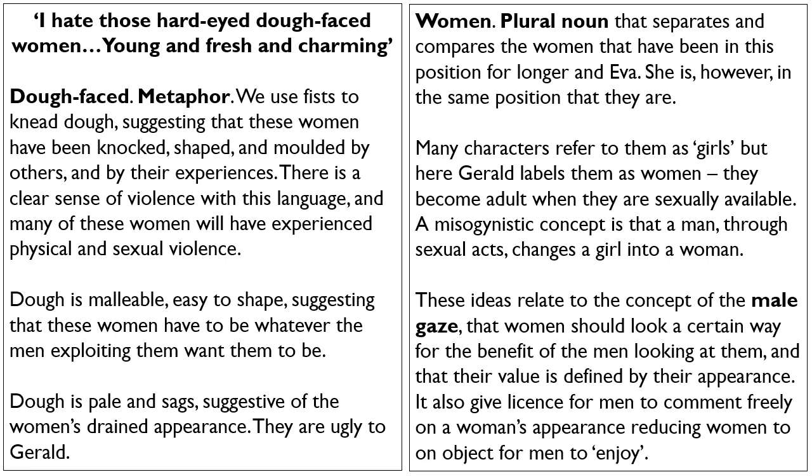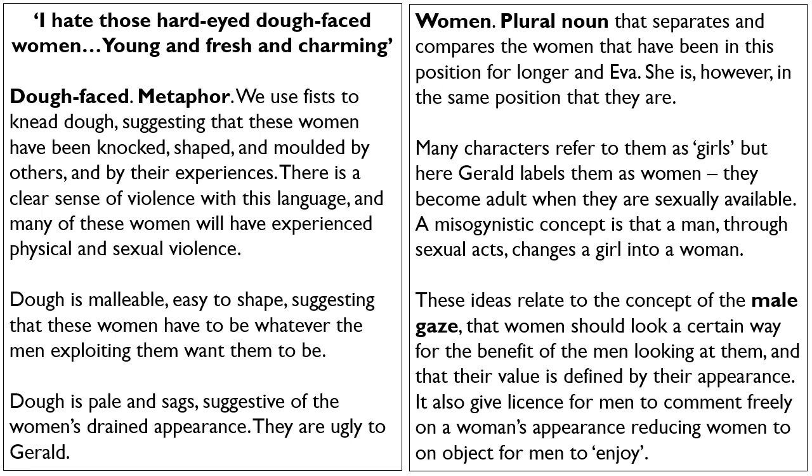It's like they've become adults when they've become sexually available to him and men like him. There's that misogynistic idea then that a man, through his sexual acts, changes a girl into a woman. Again, these are quite difficult ideas, but they reveal a deep problem with Gerald and with some of the views of men in society at the time of this play.